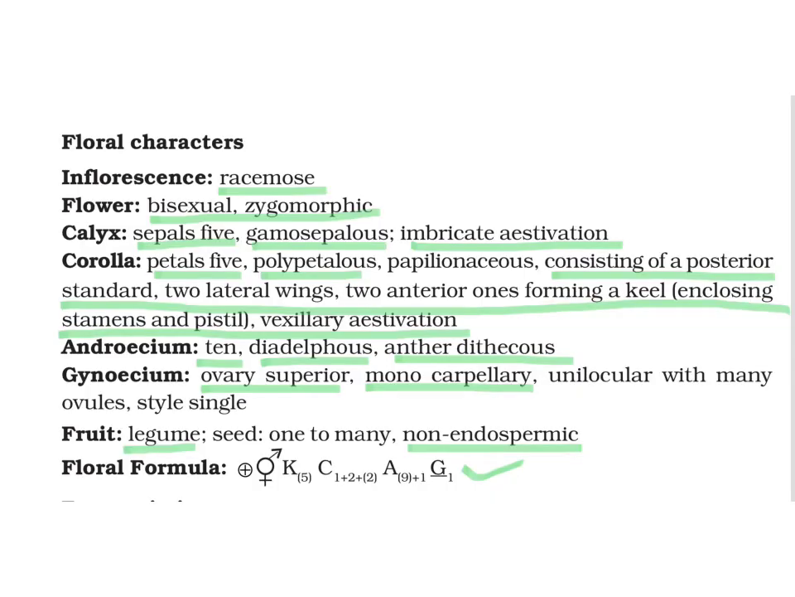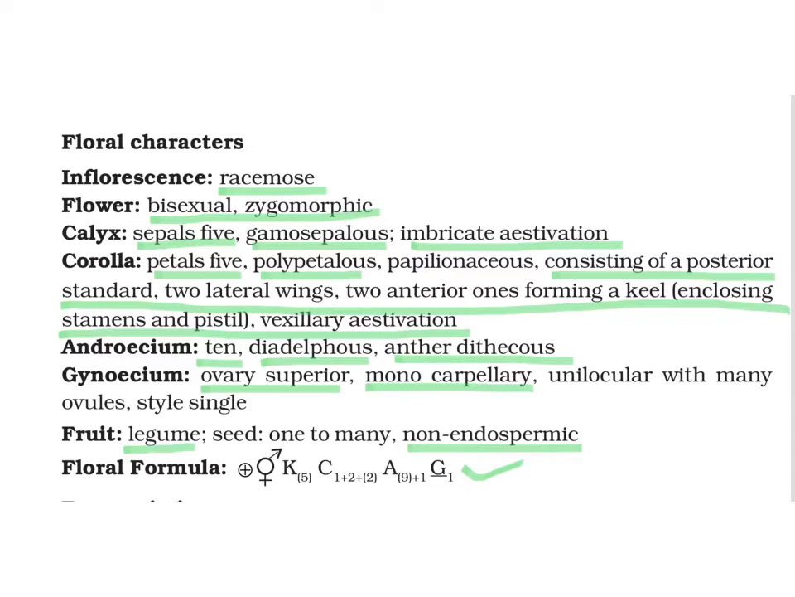Now I will show you the floral characters regarding family Fabaceae. First of all, we'll talk about inflorescence, how the flowers are arranged. That is of racemose type. We have learned about it earlier, so you can refer to that session. Then the flower is of bisexual type, that means both male and female reproductive parts are found in the same flower.